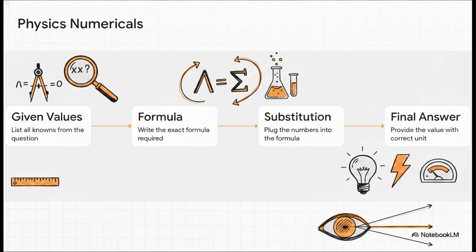When it comes to physics numericals, you absolutely must follow this exact 4-step format to get full marks. Step 1, write down the given values. Step 2, write out the exact formula you are using. Step 3, show the substitution of your numbers into that formula. And Step 4, write your final answer.